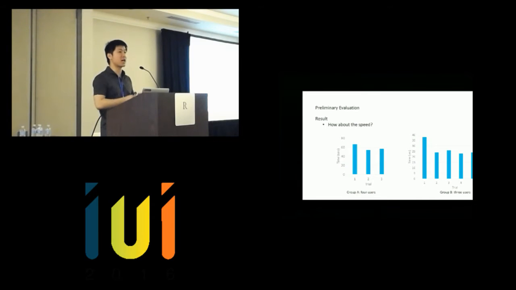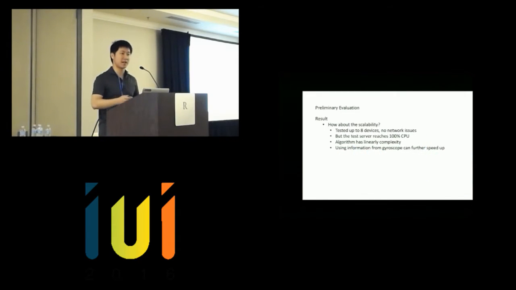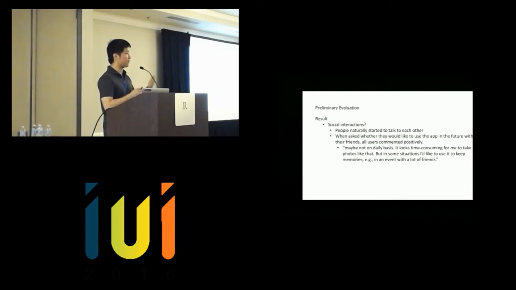We also measured the time spent on each session. We found 2 interesting observations. One is that the average time per session dropped after the first trial, which means the users may need time to get familiar with the system. And the second observation is that the size of the group really matters. That is, a 4-user group takes around 50 seconds, but a 3-user group takes around 30 seconds to accomplish the task.